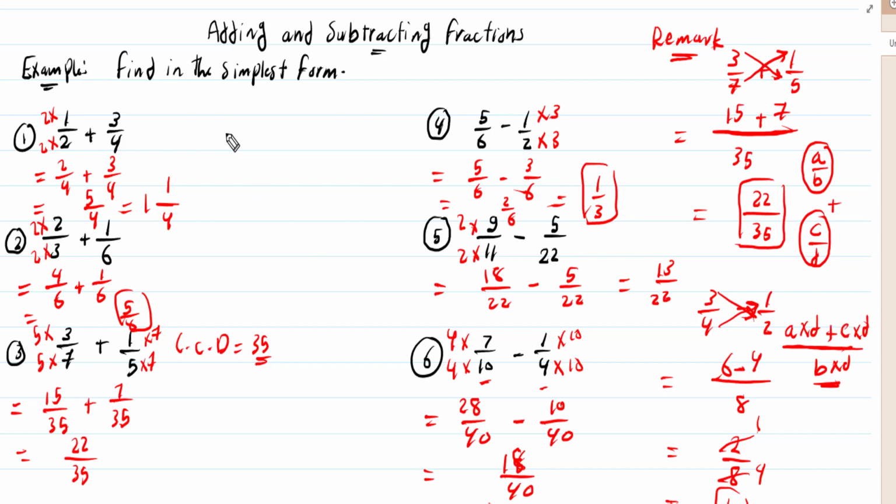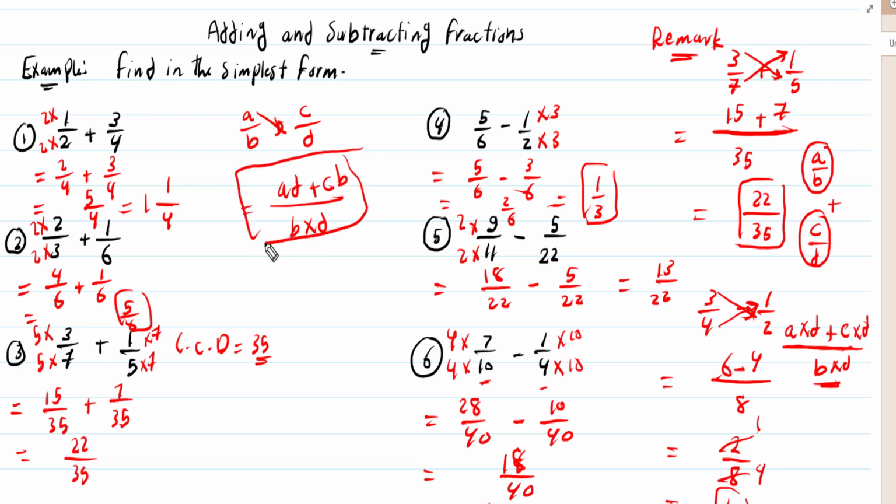We can write it again: a over b plus c over d. We just multiply b by d, so it will be b times d, and make cross multiplication. a times d will be ad, plus c times b, it will be cb, as a rule. And don't forget to put the fraction in the simplest form after we finish adding or subtracting. Thank you.